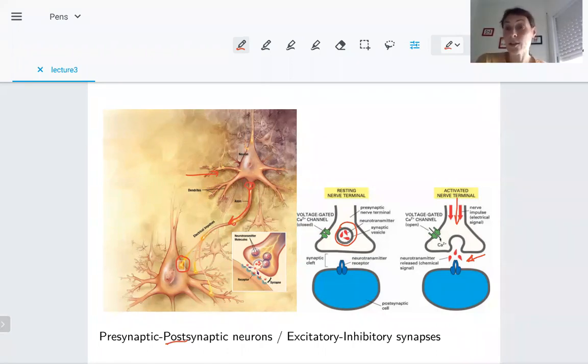Depending on whether the effect is to promote the depolarization of the postsynaptic neuron, we are going to call this synapse excitatory. But if the effect of the synaptic connection is to prevent the generation of an action potential in the postsynaptic neuron, we are going to call this synapse inhibitory.